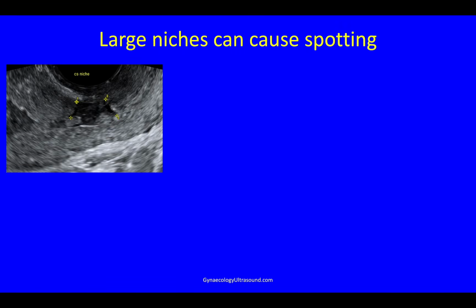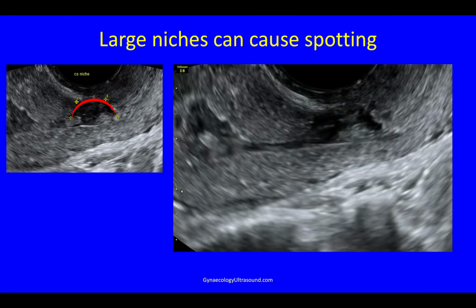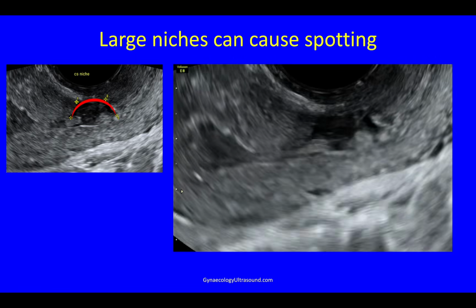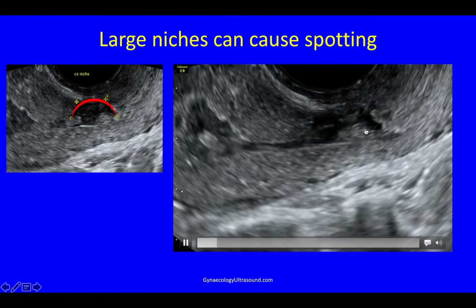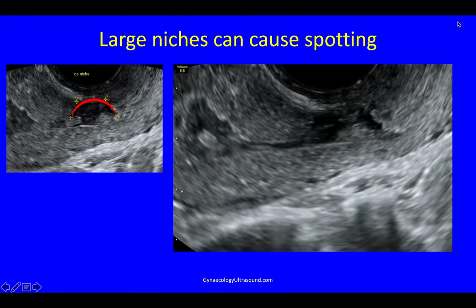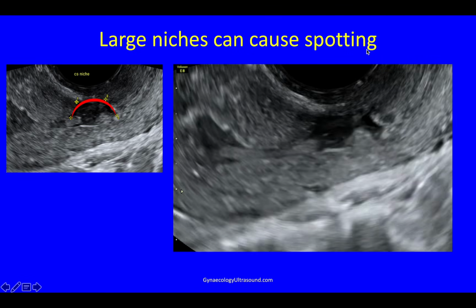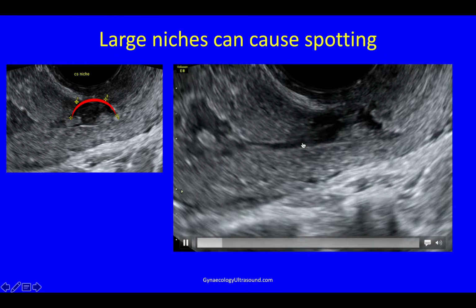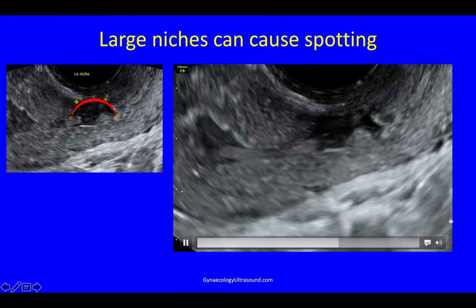If the niche is large, as in this case, it can cause intermenstrual bleeding. And in this video clip you can see how you can get a collection of menstrual products in the niche, which can then leak out as intermenstrual bleeding during the rest of the cycle, and this fluid can affect the implantation of embryos.